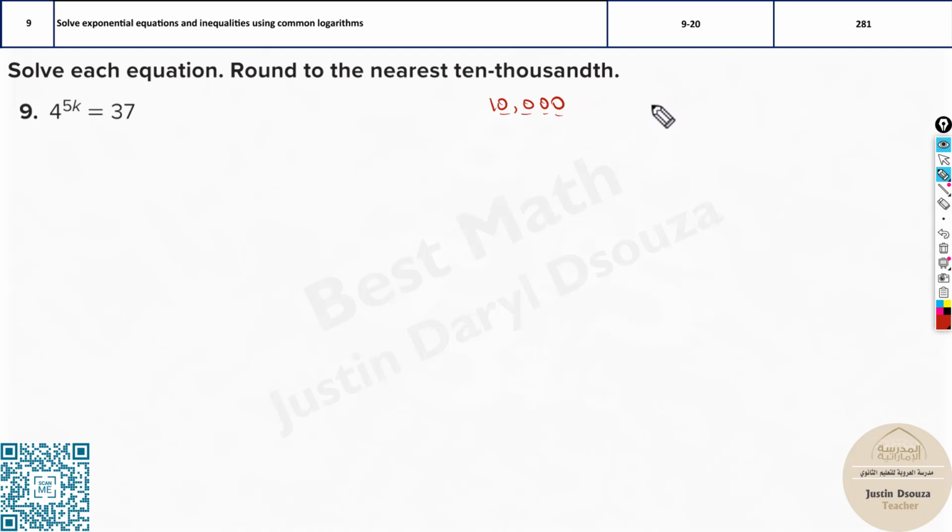So whatever is the answer, now imagine we get 0 point. You'd write 4 digits after the decimal, 1, 2, 3, and 4. And if you had more than that, round it off to only 4 digits. So that is the concept here. And to solve them, you can easily use a calculator.